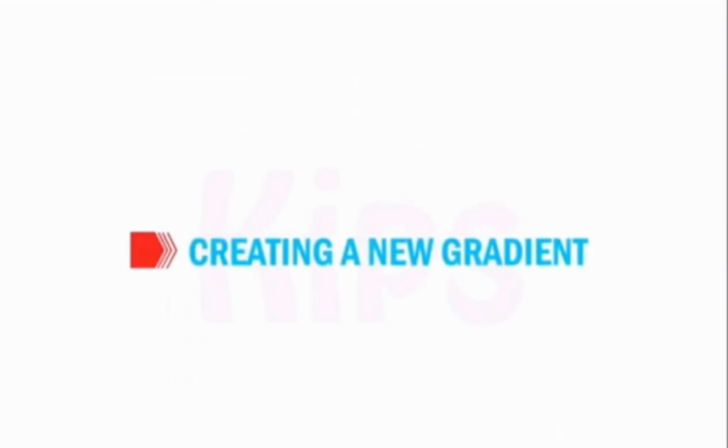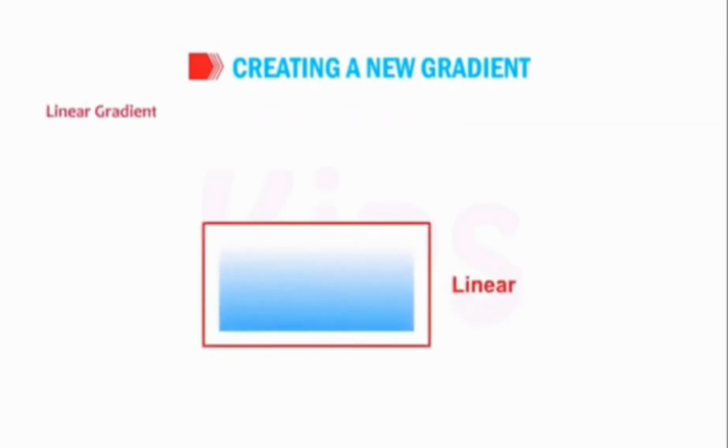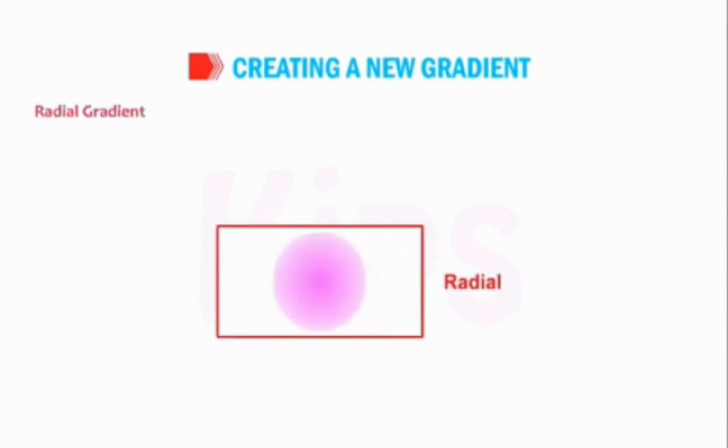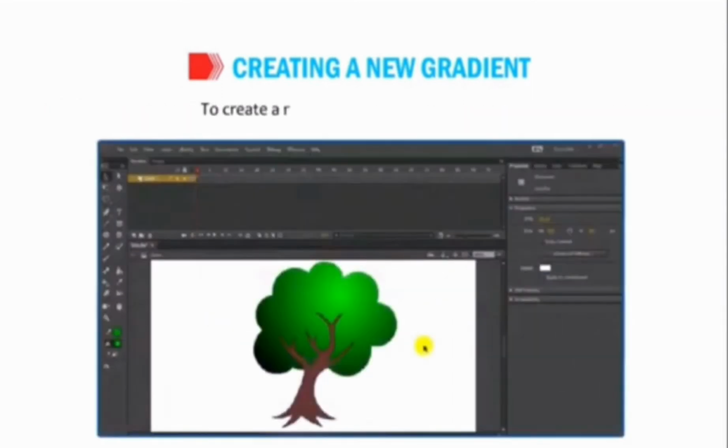Hey students, now let us find out how to create a new gradient. Animate can create two types of gradients. Linear gradient changes color from the starting point to the end point in a straight line. Radial gradient changes color in a circular outward direction starting from the focal point. To create a new gradient, follow these steps.